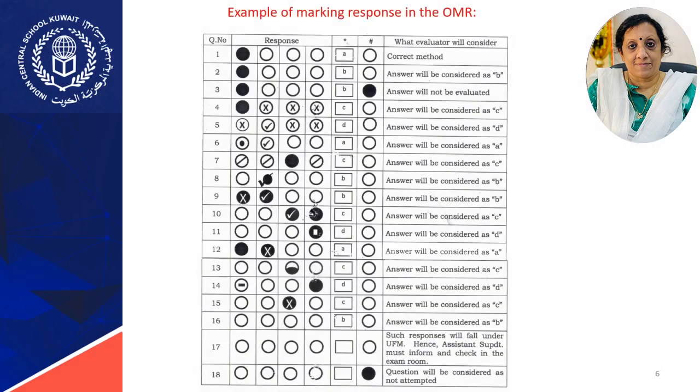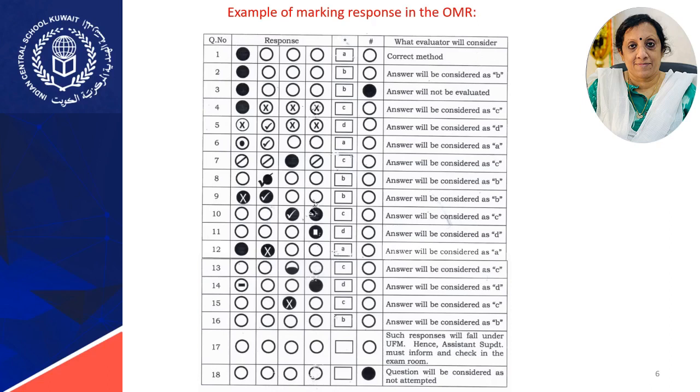Children, in front of you on the screen, this is an example of how you should mark your responses correctly in the OMR. See question number 1. Your answer after reading that question is A. You have fully darkened A and in the rectangle box you have written A. This is how it should be. This is the correct method.